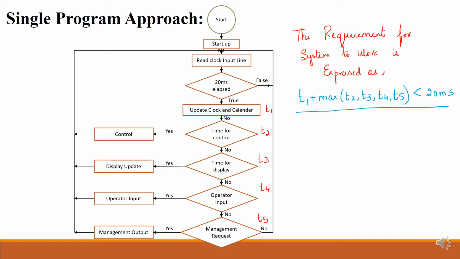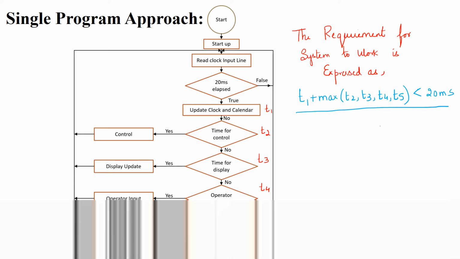T1, T2, T3, T4, T5 are the computational times for the modules such as clock or calendar, control, display, input and management information. So this is the requirement: T1 has to update on any module.